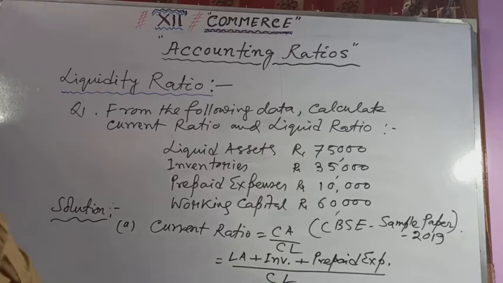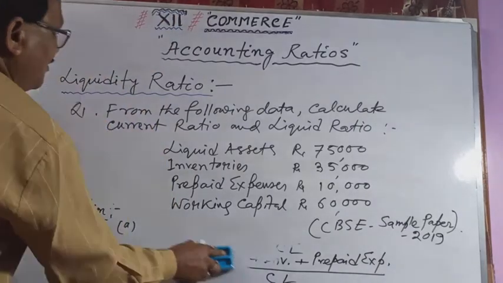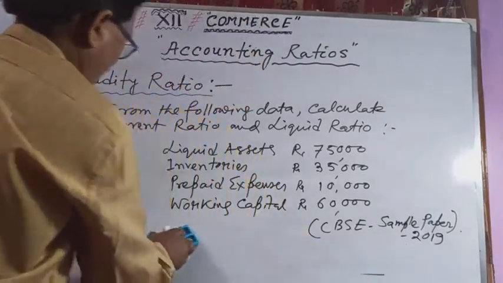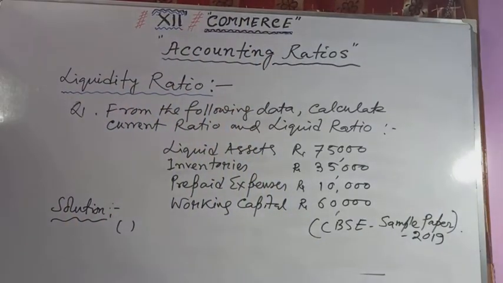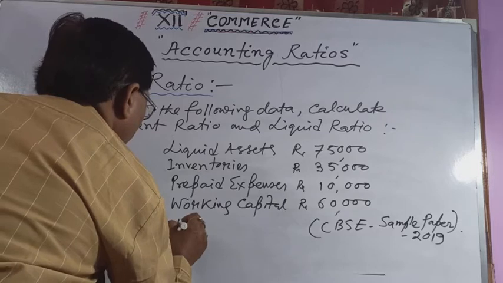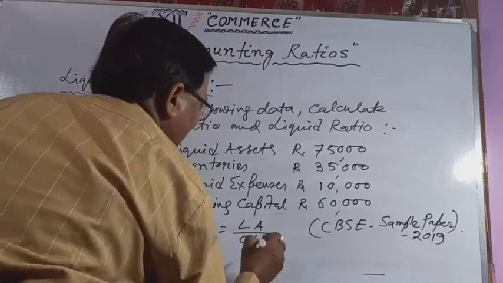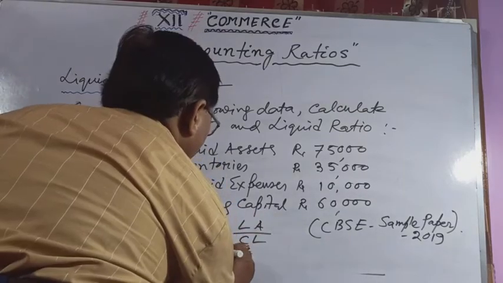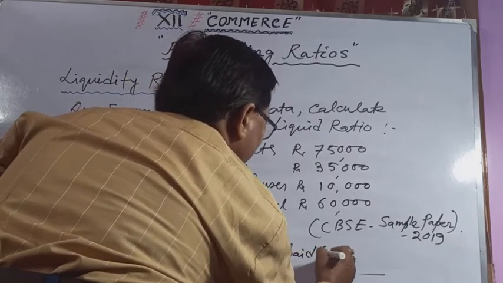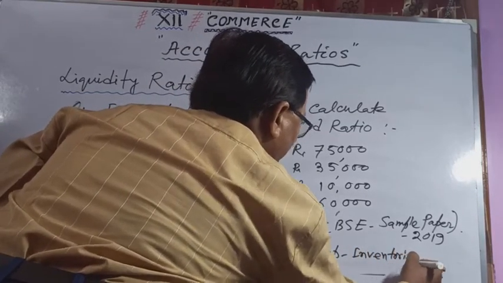Now next you calculate point number 2, liquid ratio. Liquid ratio formula is equal to liquid assets by current liabilities, but here liquid assets equal to CA minus prepaid expenses minus inventories, by CL.